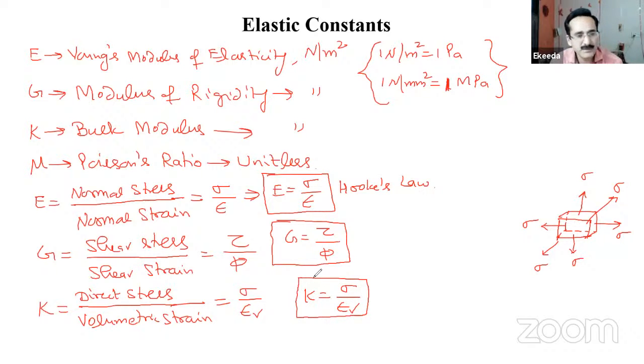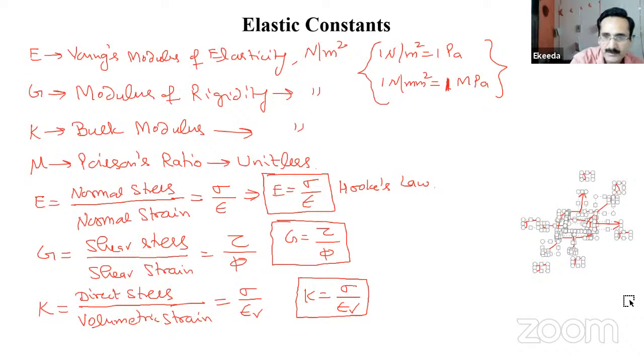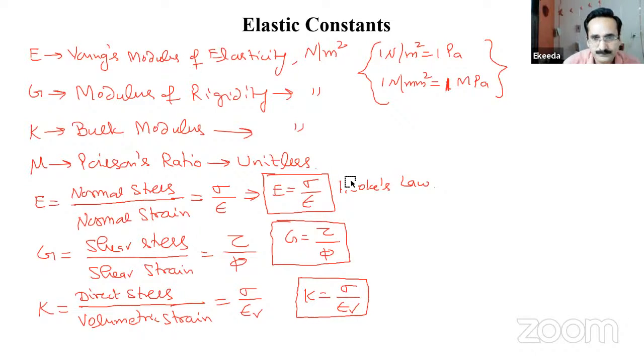So these are the three constants, E, G, and K. E is the normal stress upon normal strain, G is the shear stress upon shear strain, and K is the direct stress upon volumetric strain. One more constant is there, that is Poisson's ratio. So let us define the Poisson's ratio also.